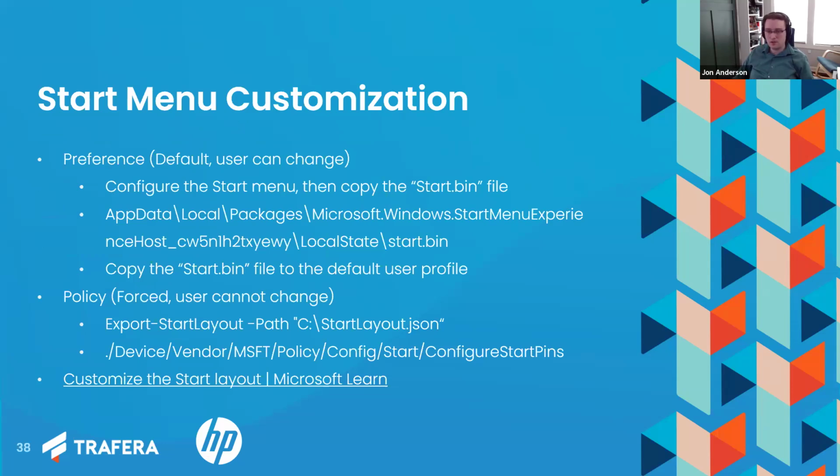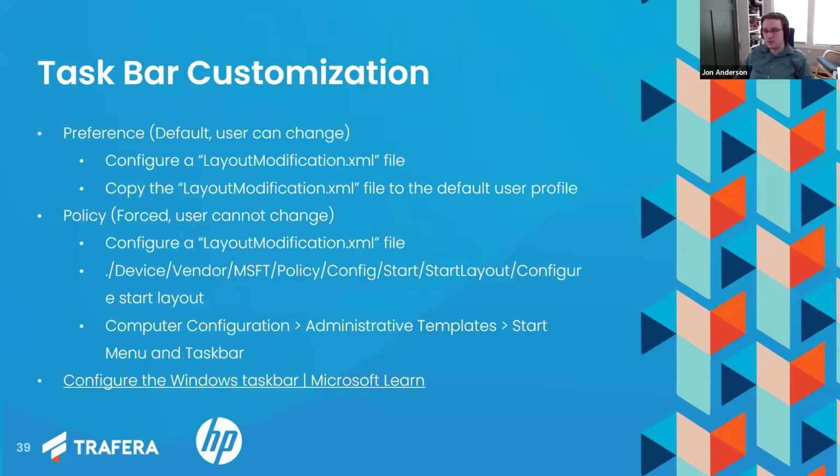For the Start menu, you can set it as a preference where we copy a start.bin file into the default user profile, or you can set it as a policy where it'll be locked and users can't change it. There's an MDM policy location for that. Taskbar is the same type of thing. For preference, you can copy an XML file to the default user profile. There is also a group policy or MDM policy to forcibly set the taskbar and lock it in place.